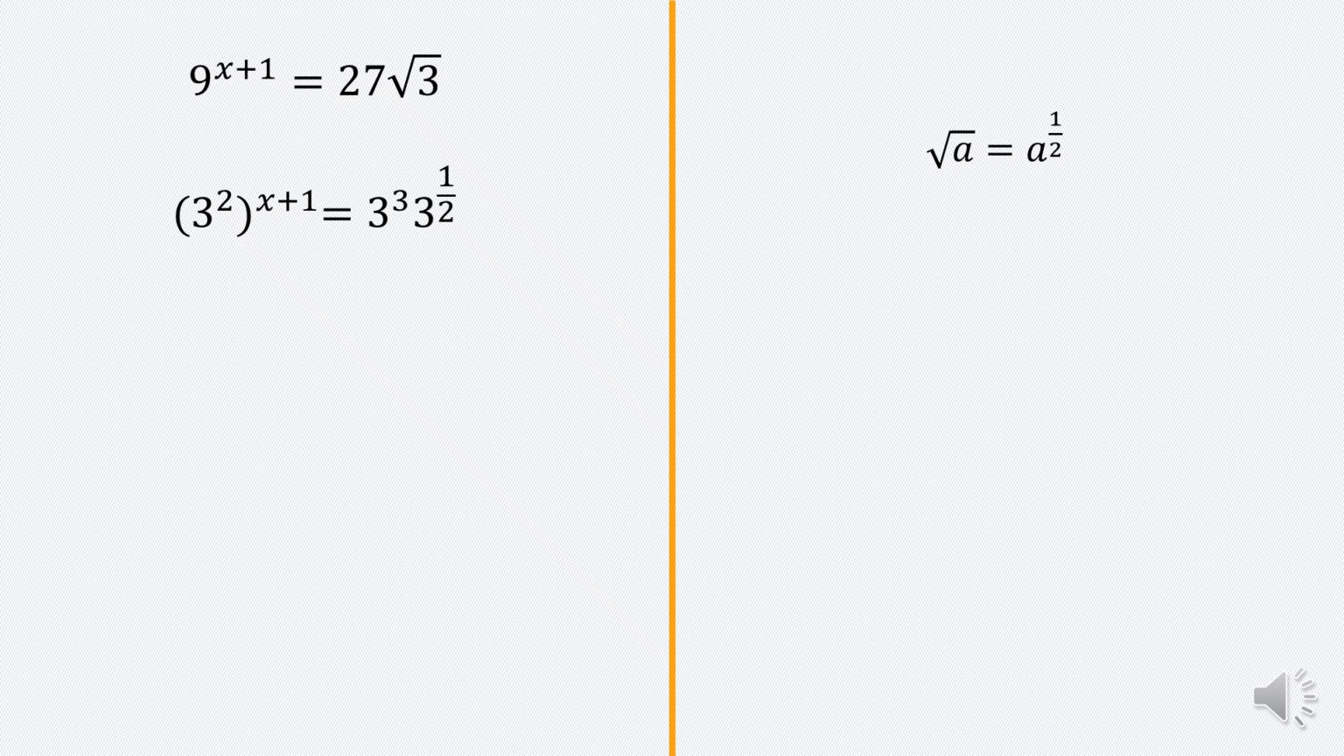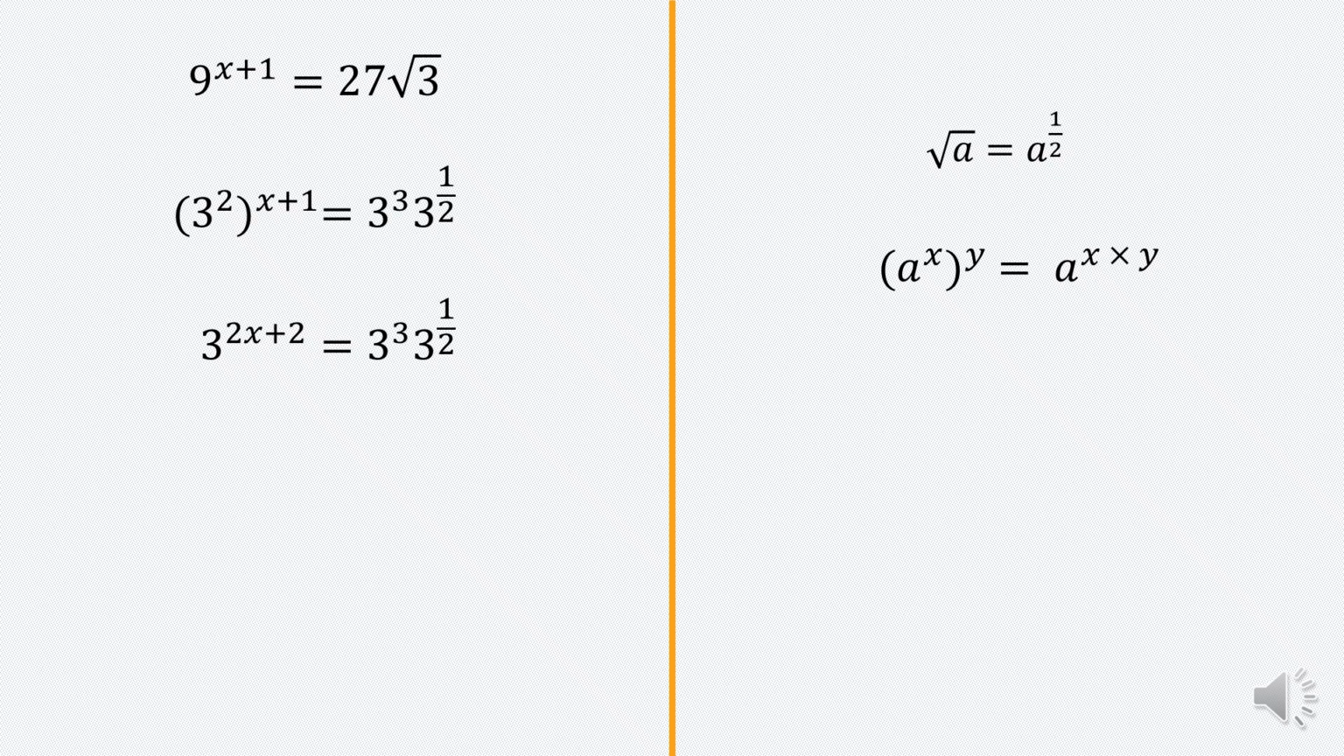So the next step is to apply this rule of exponents, which says a to the power x, all to the power y, is equal to a to the power x times y. So the left-hand side now becomes 3 to the power 2x plus 2, since I multiply the two exponents, which is 2 and x plus 1, I get 2x plus 2.